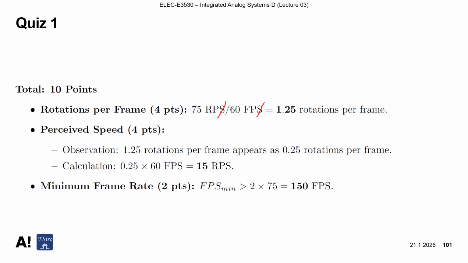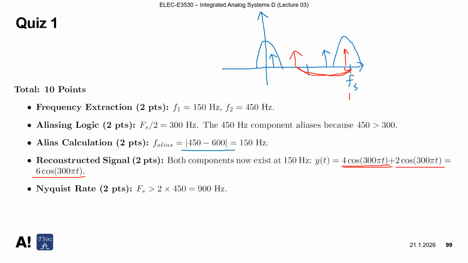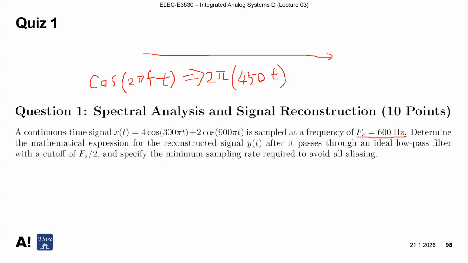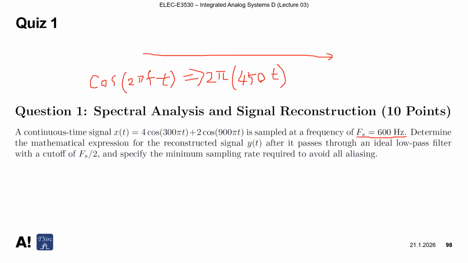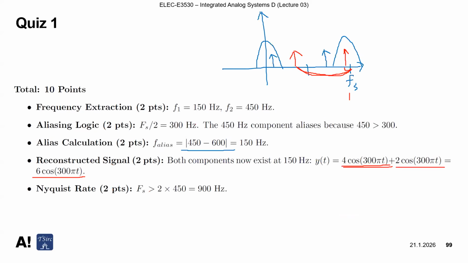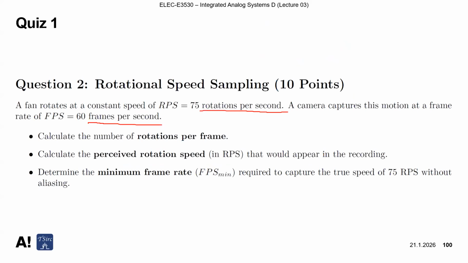So we can go back maybe to complete this one. So the resulting one is 4 times cosine 300 pi t here, and then 2 times cosine, instead of 900, now it becomes 2 times 150 pi t. So the resulting one is 6 times cosine 300 pi t.